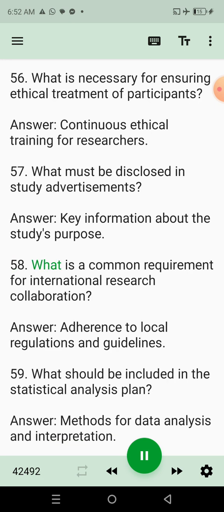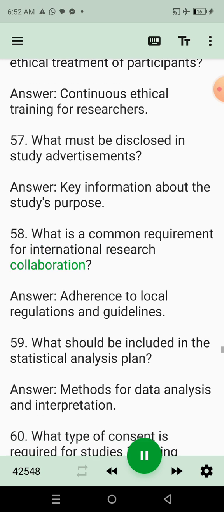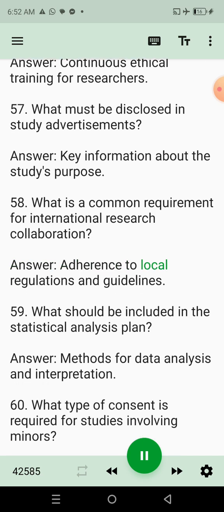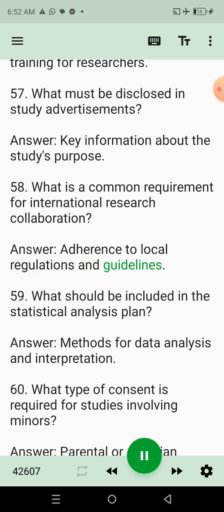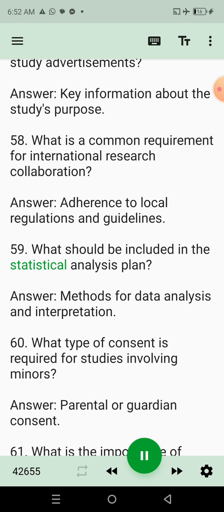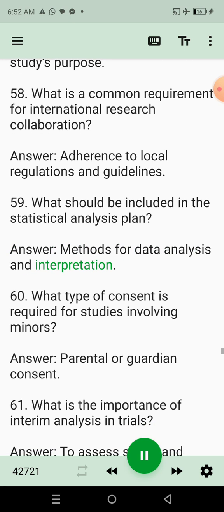58. What is a common requirement for international research collaboration? Answer: adherence to local regulations and guidelines. 59. What should be included in the statistical analysis plan? Answer: methods for data analysis and interpretation.